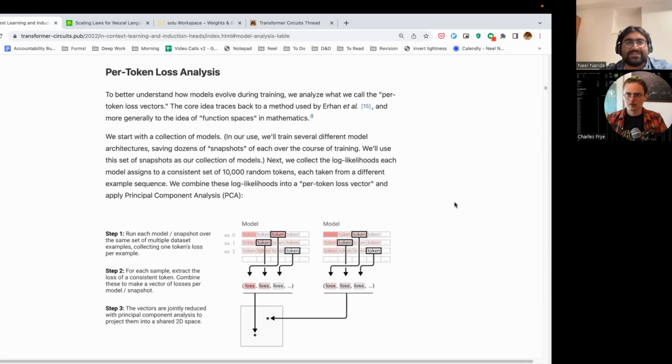And here the cute idea is just, let's give the model 10,000 random sequences of text and then pick out a single token in each of these and look at the model's loss on each of those tokens. Like, how good is it at predicting what that token is? And then just think of the model as being a map that takes these 10,000 input texts in and gives out a vector of 10,000 losses. And then let's just compare these either over training or between models.